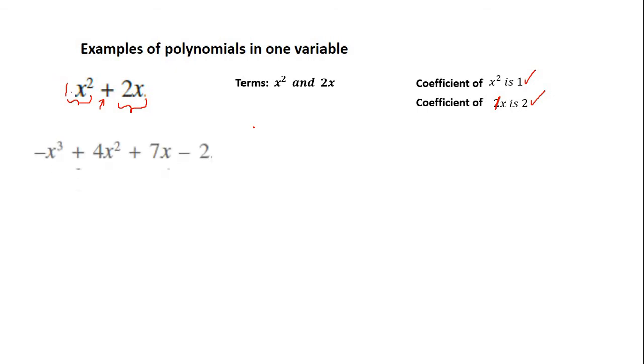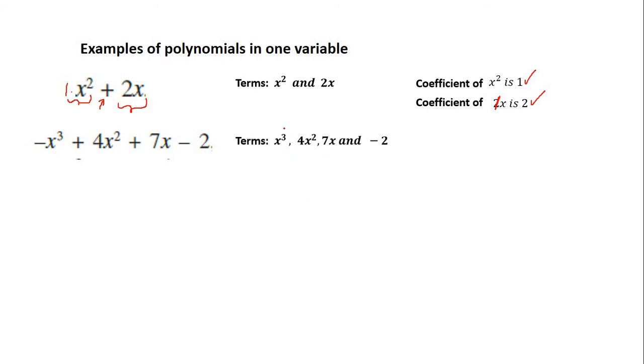Let's take one more example here. So here it's a polynomial. We can check how many terms are there. There are 4 terms, which are separated by plus and minus signs. So this is the first, second, third and fourth term. How many terms are there? 4 terms, which are x cube, 4x square, 7x and minus 2.